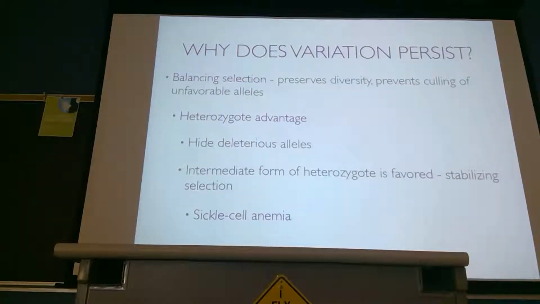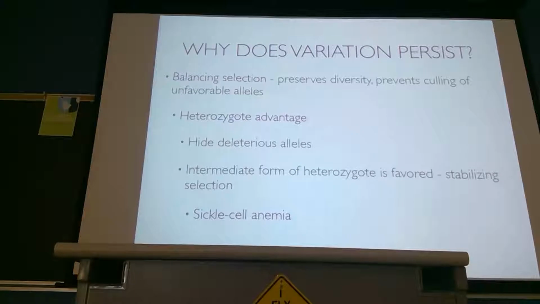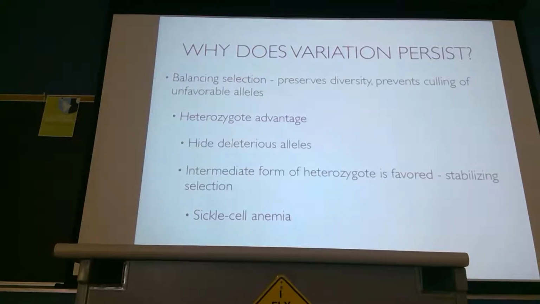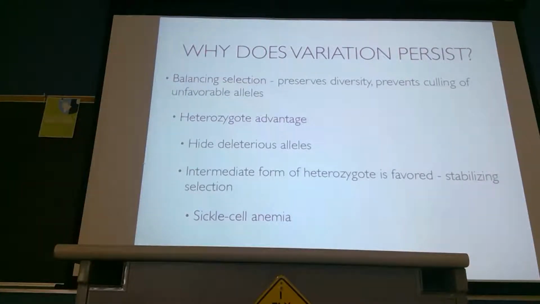So we're going to talk about these three different ways that natural selection can break a population. You can get stuck in the middle, you can get stuck on both sides, you can get stuck on one side.